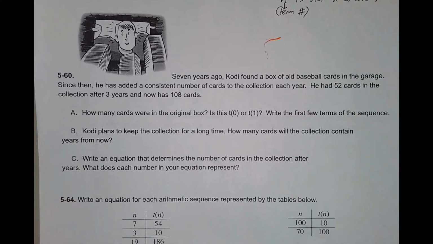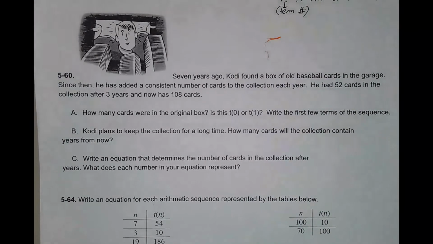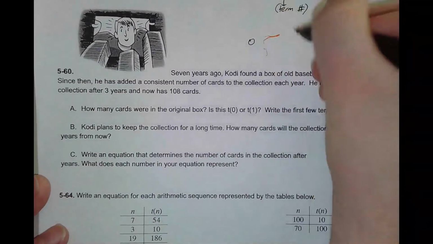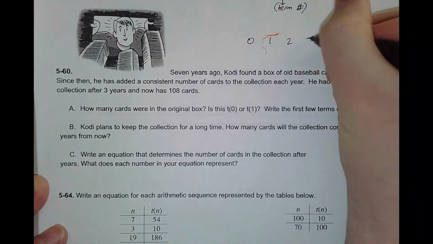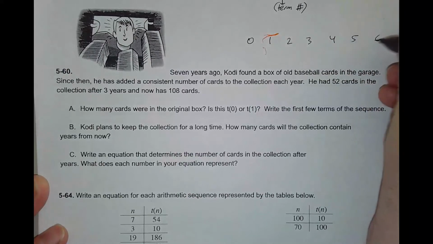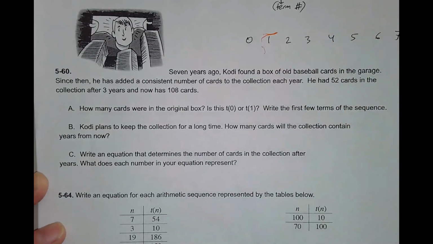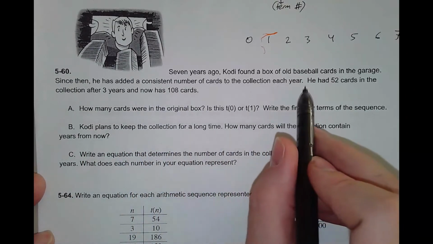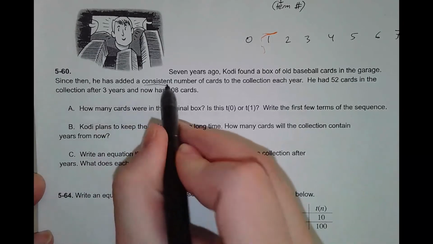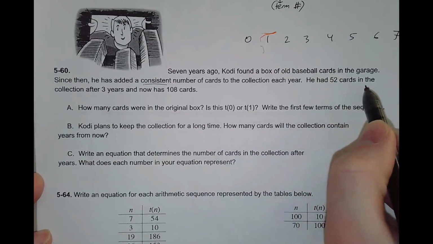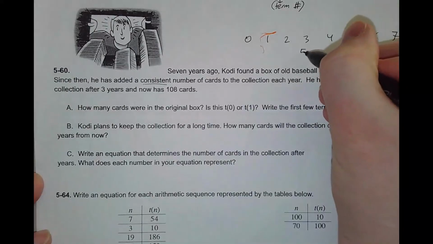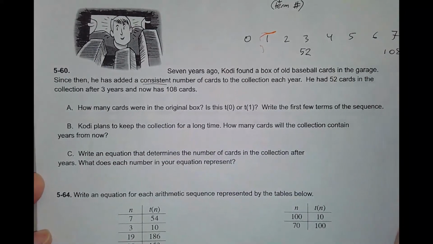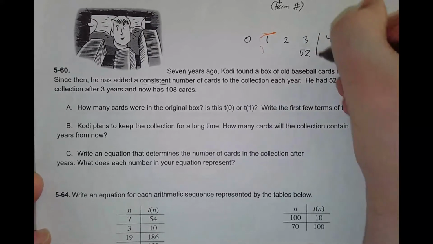Okay, let's check number 5-60. Okay, you've already read this problem. 7 years ago, Cody found a box of old baseball cards in his garage. So right away, I'm going to go ahead and just write a table where it includes 7 years ago. Since then, he has added a consistent number of cards to the collection each year. Okay, so it's arithmetic. He had 52 cards in the collection after 3 years. Okay. And now has 108. So if you have a table like this, it's going to help you a ton.